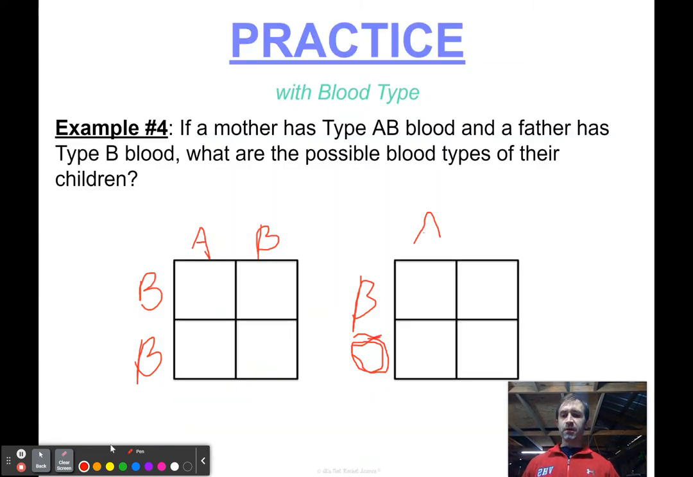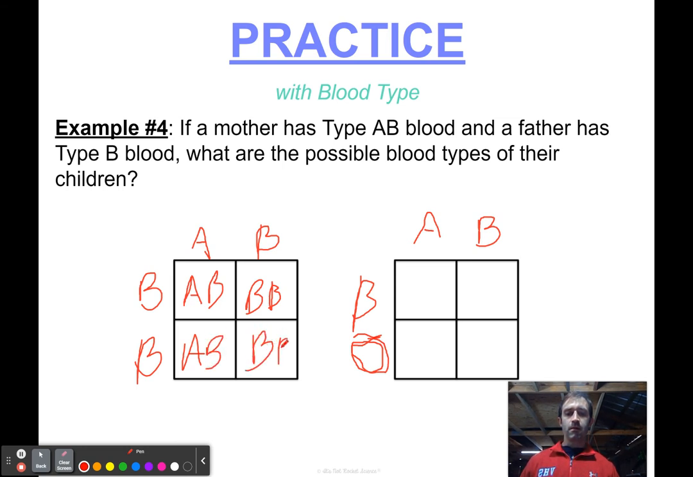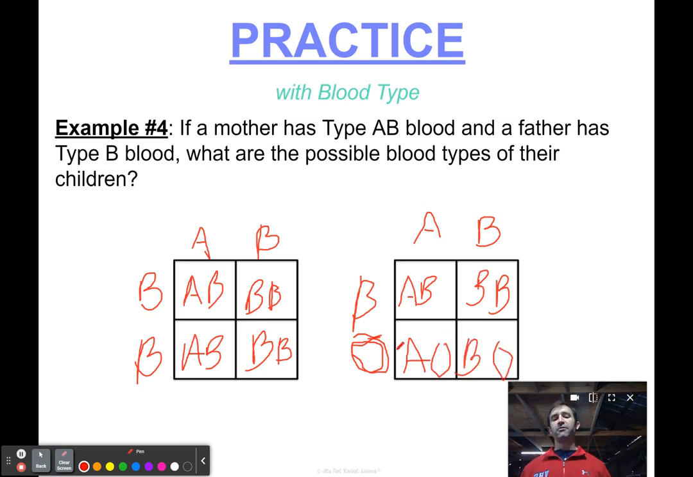There we go. The reason you have to do two Punnett squares here is because dad has two possible genotypes. When we do this now, we fill it in like we always have: AB, BB, AB, BB, AB, BB, AO, BO. Do it just like you always would have.